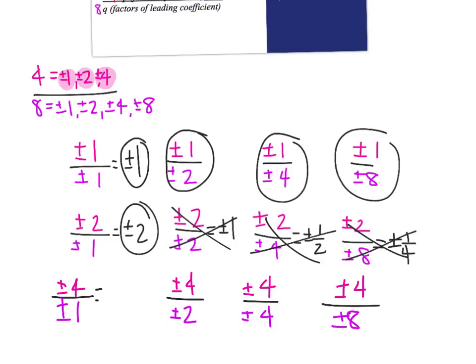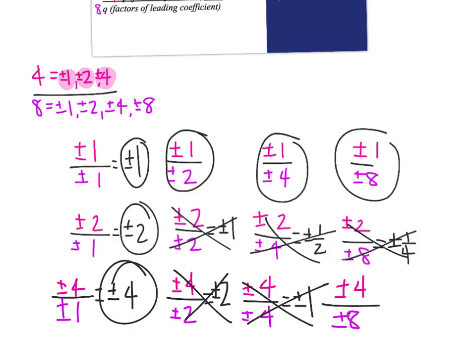Okay, so then checking my math. 4 divided by 1 is 4. That's a new one. I haven't had a 4 anywhere. 4 divided by 2 is 2. But I already got a 2, so that one's out. 4 divided by 4 is 1. I already got a 1, so that's out. 4 divided by 8 is 1/2. I already got one of those, so that's out. So I have 2, 4, 6, 8, 10, 12 possibilities for my zeros. So I'm going to make a table. I'm going to make that on the next page with all this information in it.